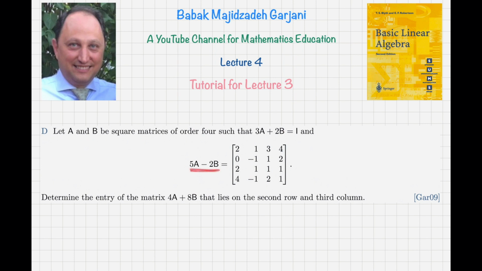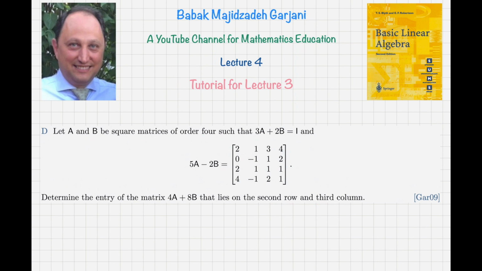On top of that, we know that 5 times A minus 2 times B is this given matrix. Determine the entry of this matrix, 4 times A plus 8 times B, that lies on the second row and third column. Of course, I can use this and that to solve a system of equations for the unknown matrices A and B, and find A in its entirety, find B in its entirety, and put them here, and find this matrix. And then go and read the entry on the second row and the third column.